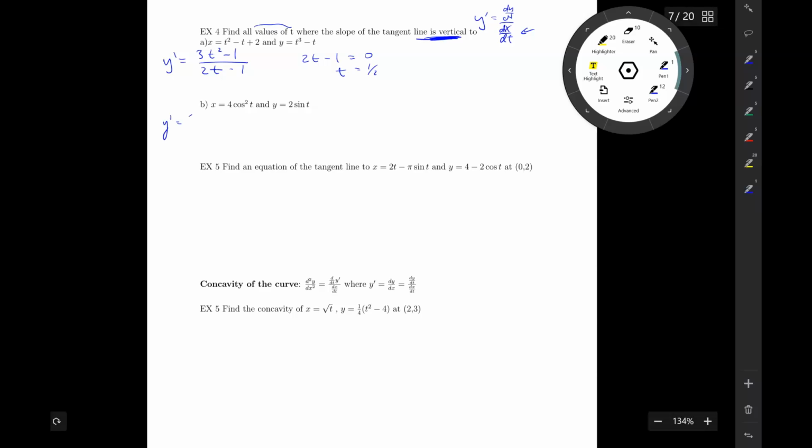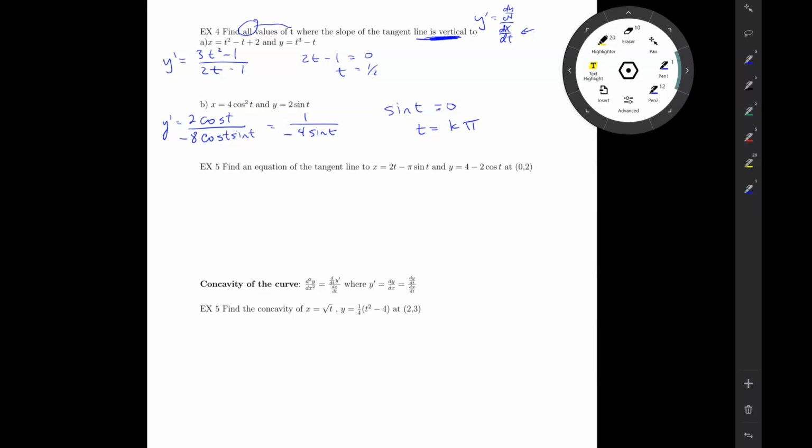So y prime would be 2 cosine of t. And the derivative here would be 8 cosine of t times the derivative of cosine, which is negative sine. So it's necessary to cancel. So I get 1 over negative 4 sine of t. All right, so I'm looking to find when sine of t is equal to 0. It says all, so that means I have to encapsulate everything with the k pi. So t will equal k pi.